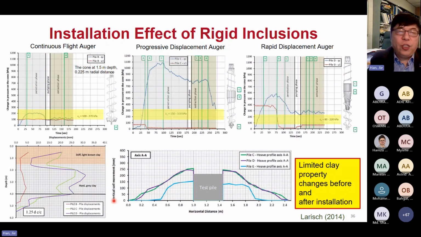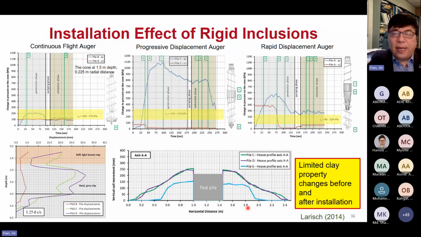Installation effect of rigid inclusion. Here, basically, the study compared three different kinds of augers: one auger without expansion, this one, and two augers with expansion. During the installation, the expansion augers generate large lateral movement, and the one without expansion generates less lateral movement.